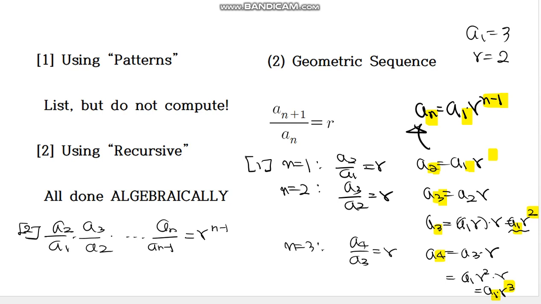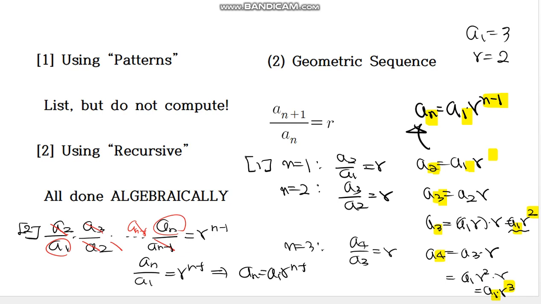Then as you see, A2, they cancel each other out. A3, they cancel each other out. And then an minus 1, they will cancel each other out. The only things left here are an and a1. Therefore, an over a1 is r to the n minus 1. Therefore, it is an equals a1 times r to the n minus 1. Whichever way you go, you get the same result.